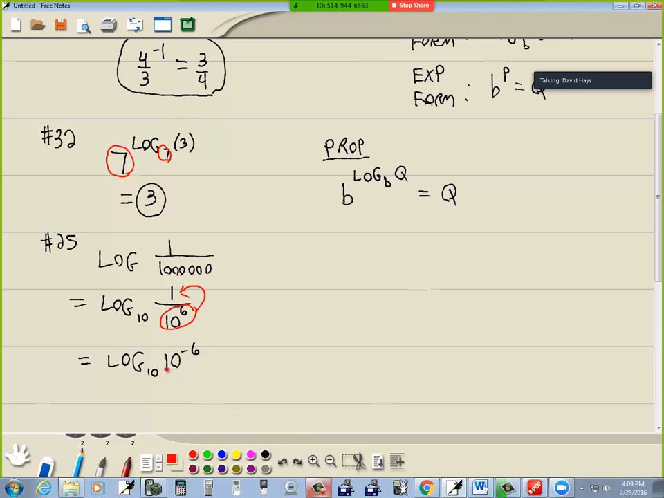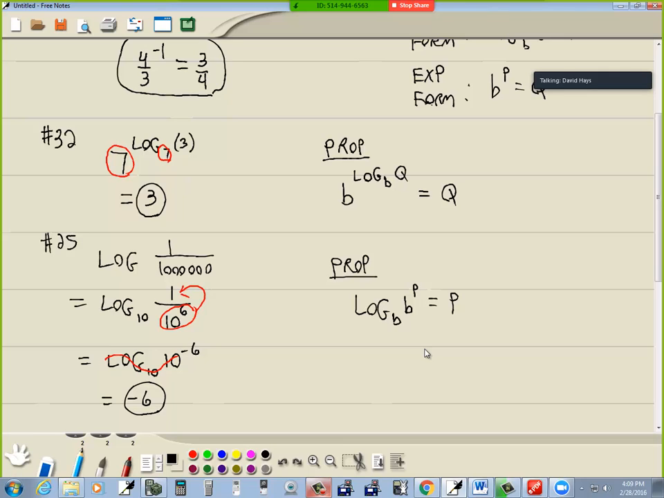Now, I'll write down the property after I do this problem, but if these numbers match, then the log and those numbers will cancel, and that'll drop out of the exponent, and your answer is just negative 6. Okay. Now, the property on that says if you have log base b of b to the p power, then that just gives you p.